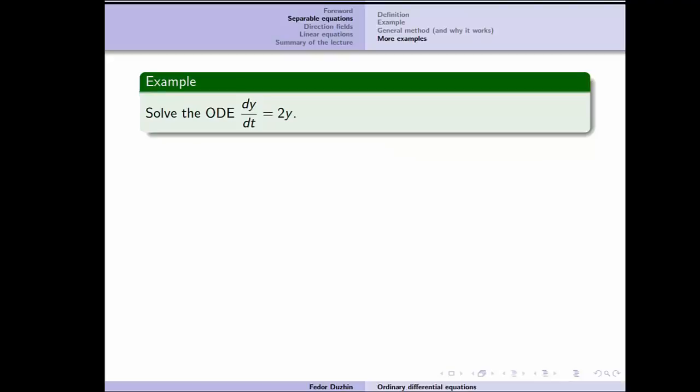Alright, my next example is kind of innocent at first glance, but it is in fact harder than all the previous ones.